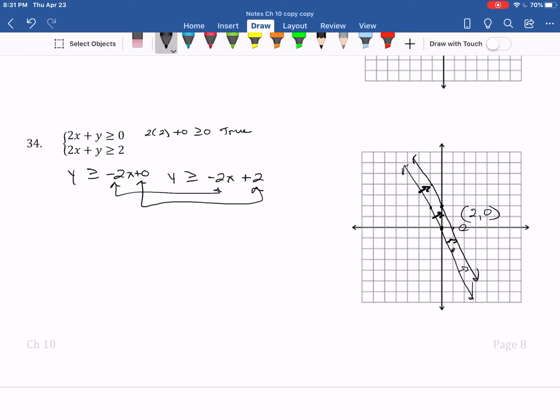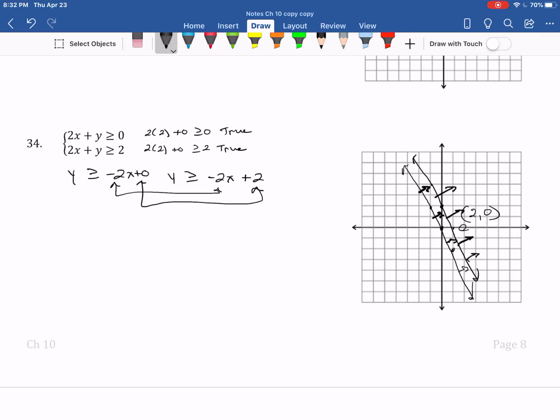The second inequality, let's plug in the same test point. You don't have to use the same test point, but you can if you want to. So let's do consistency here. Let's do 2 times 2 plus 0. Is that greater than or equal to 2? We have 4. 4 plus 0 is 4. Is 4 bigger than or equal to 2? Yes, that is still true. Therefore, for that second inequality, I want to shade the part that included the 2, 0 test point.